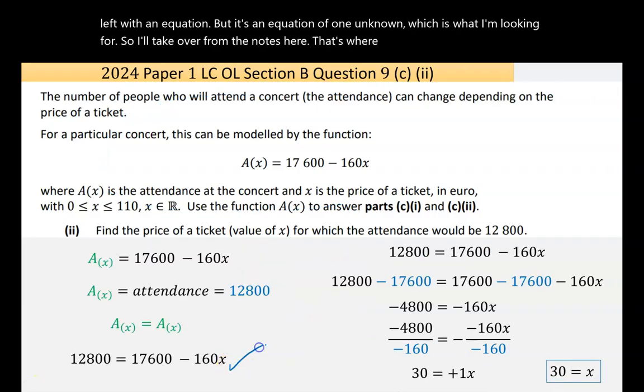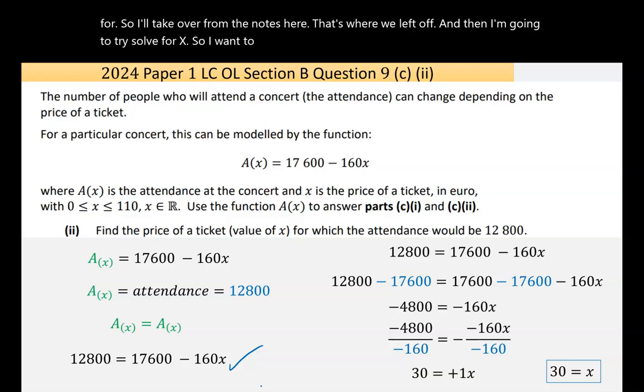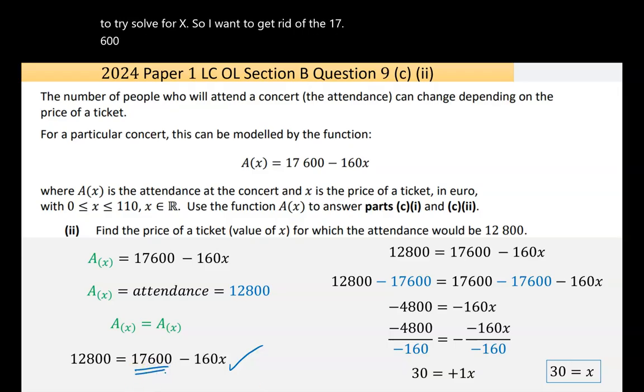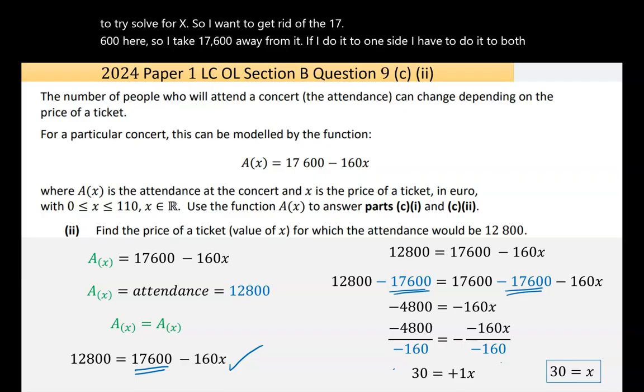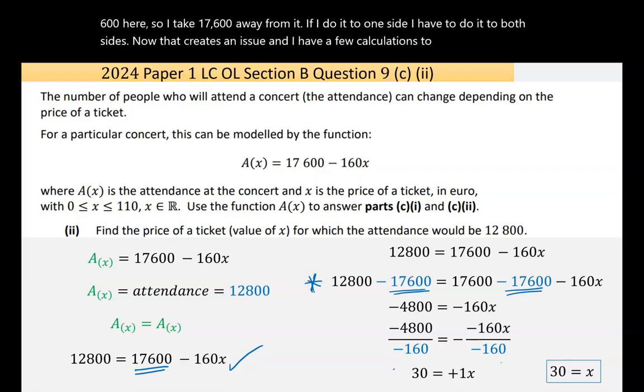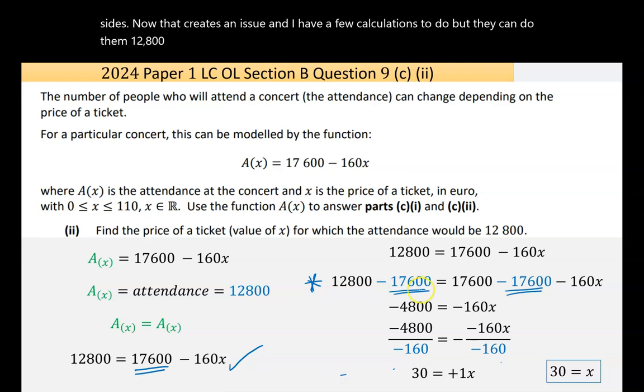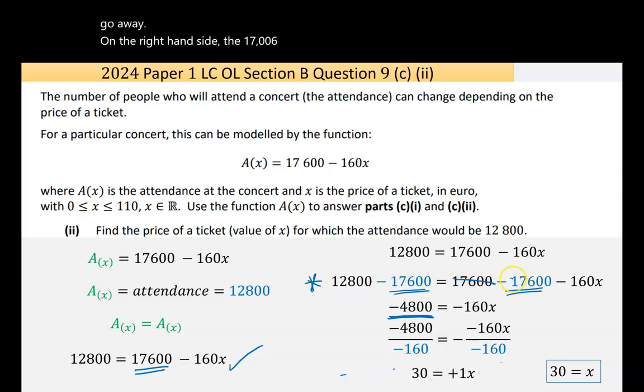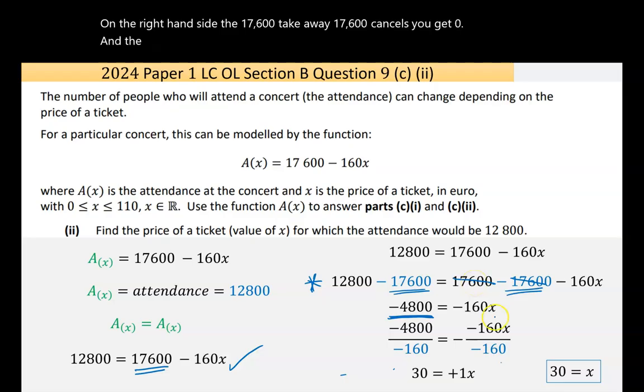So I'll take over from the notes here. That's where we left off. And then I'm going to try solve for x. So I want to get rid of the 17,600 here, so I take 17,600 away from it. If I do it to one side, I have to do it to both sides. Now that creates an issue in that I have a few calculations to do, but I can do them. 12,800 take away 17,600 is negative 4,800, which might scare you, but that negative will go away. On the right hand side, the 17,600 take away 17,600 cancels, you get 0, and the negative 160x is left there.